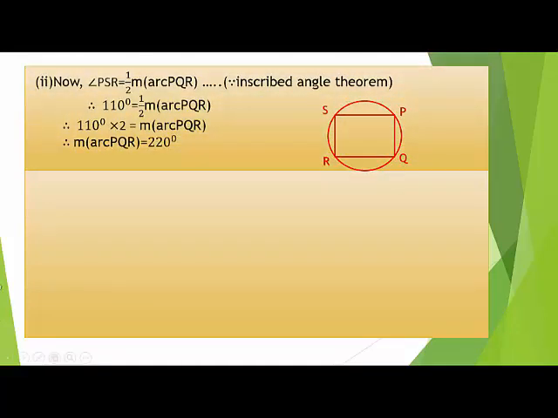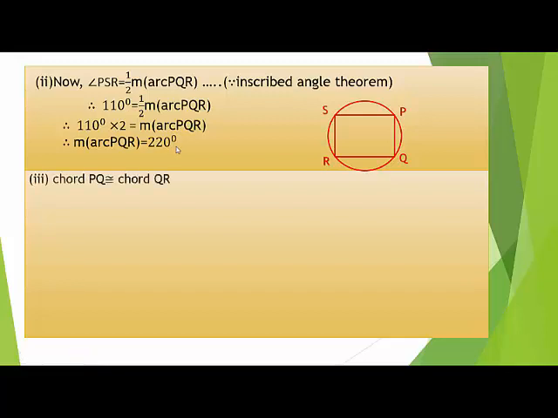Now second, angle PSR is equal to 1/2 measure arc PQR because of the inscribed angle theorem. Put the value of angle PSR, that is 110 degrees, equal to 1/2 measure arc PQR. By simplifying this, the 2 on the right side goes to the left side and multiplies with 110 degrees, which is equal to measure arc PQR. Therefore, measure arc PQR is equal to 220 degrees.